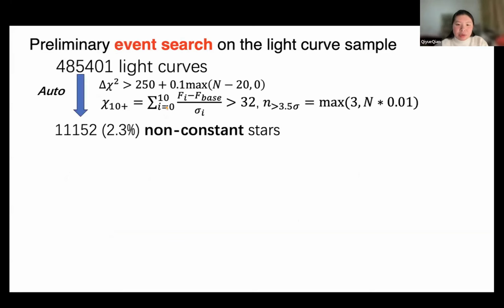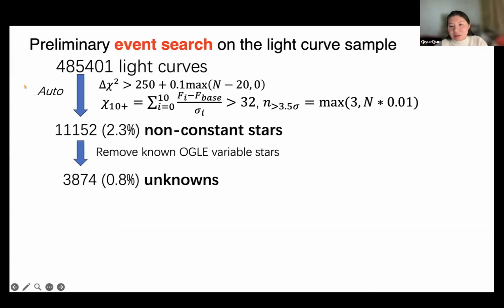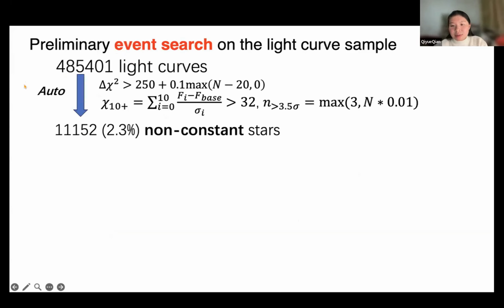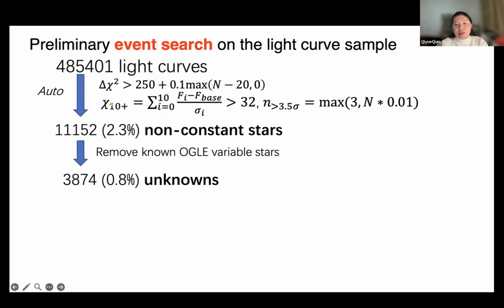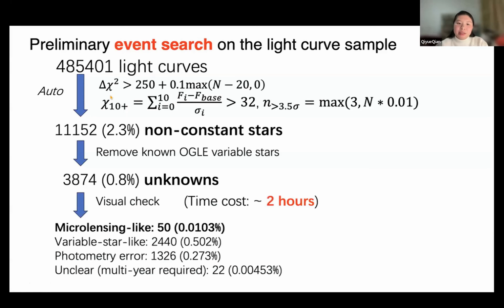We set up the threshold here to automatically select the non-constant stars with significant bumps. And then we matched them with known variable stars and removed them from our sample. Only 0.8% unknown stars remain in this step. And we visually check the remaining lightcurves and select the microlensing lightcurves. This step only costs around 2 hours, which is not heavy work.